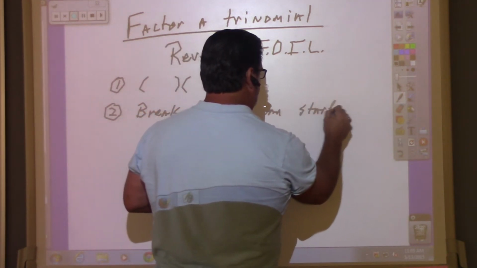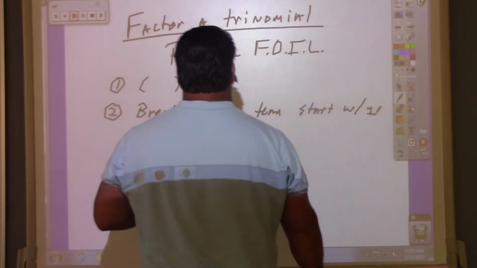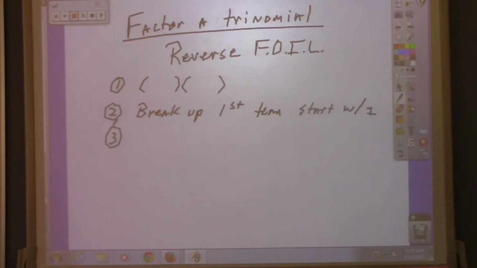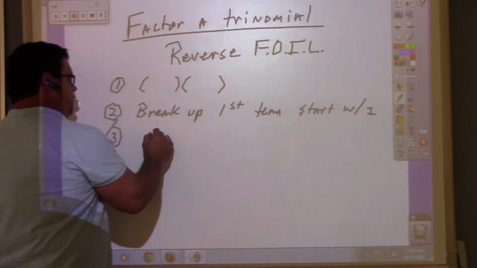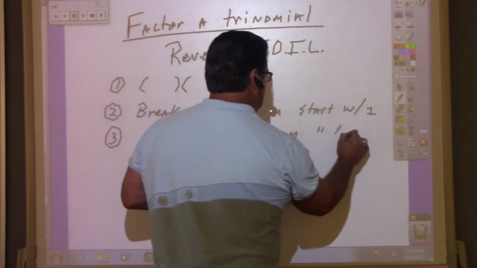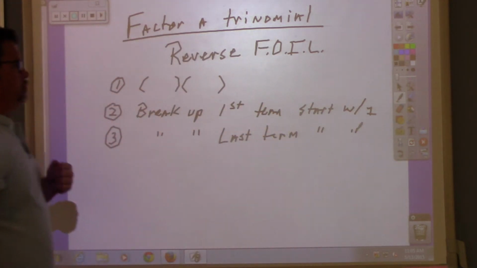starting with 1. Now the reason you have to start with 1 is because there are some teachers that will put some weird trinomials on a test, and they will say, use the reverse FOIL or factor it or whatever, and you'll just sit there and you'll use 6 times 9 all day long, and the answer is really 1 times 54. So always start with 1 because teachers do that. I don't, but some teachers do. Third step, break up the last term starting with 1.